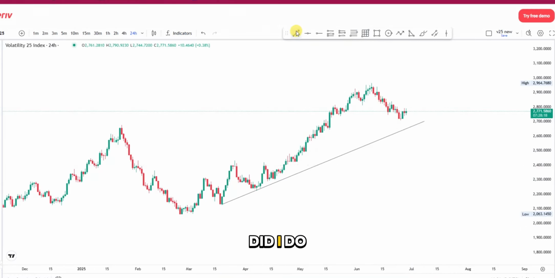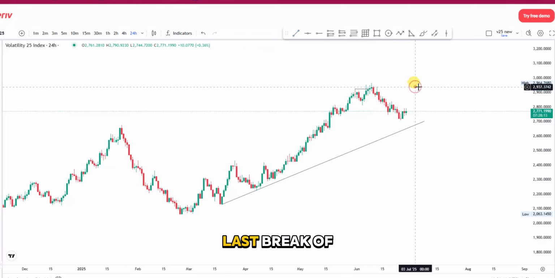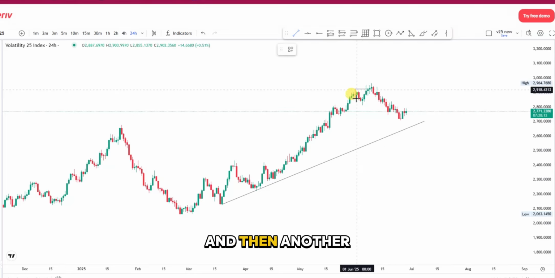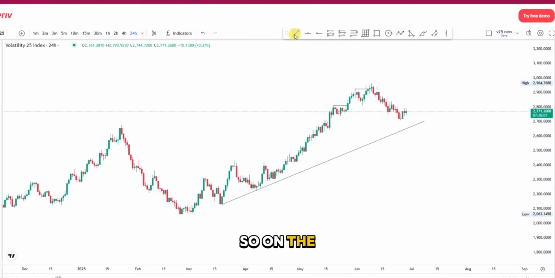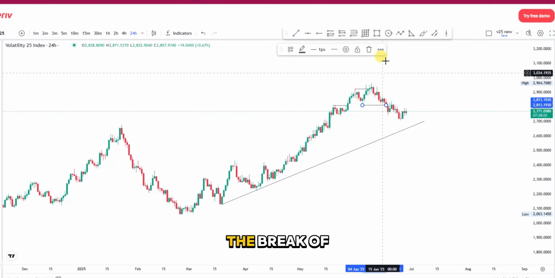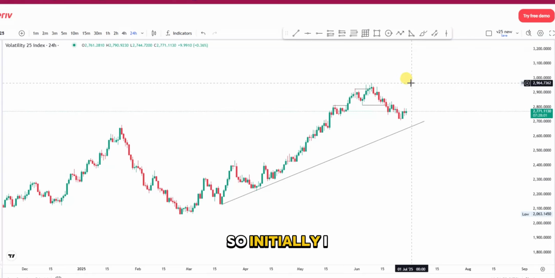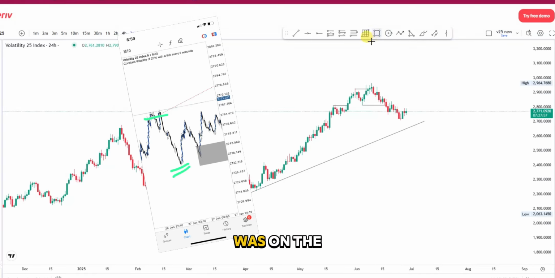And then what did I do? I marked this as my last break of structure, and then another break of structure around this level. So on the daily time frame, price came and took out this last low that gave us the break of structure. So initially I was planning to sell. I even took a sell. That was on the 27th of this month, that is June 2025. I took a sell from this zone.